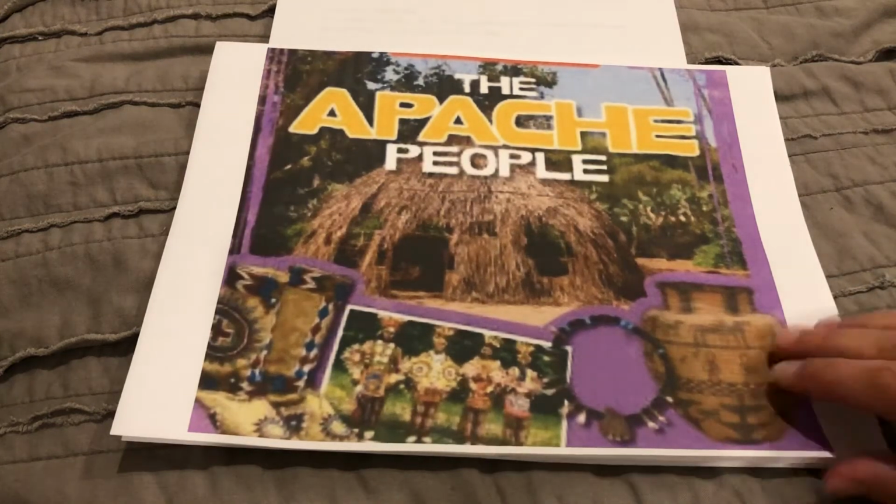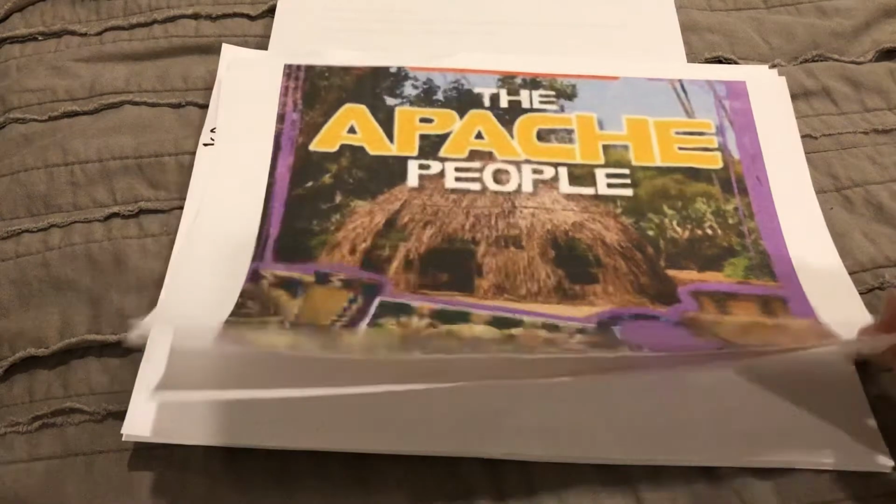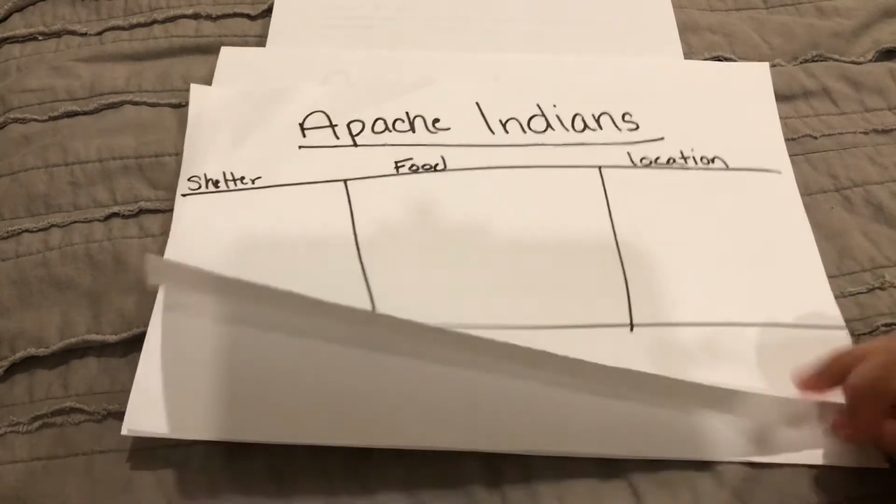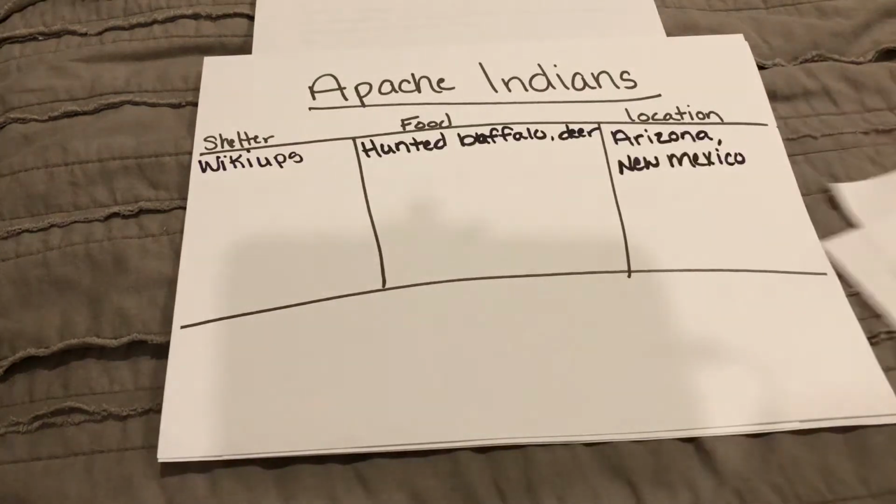I will read the book, and then I will make a chart about the Apache people. The details I'm trying to remember are about the shelter, the food, and the location. So after I read the book the first time, I will start to fill out my chart. I will write down what I remember about their shelter and the food they would eat. For instance, they hunted buffalo and deer, and they were located in Arizona and New Mexico.